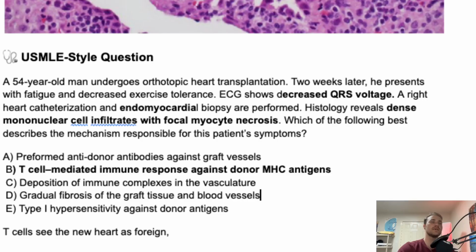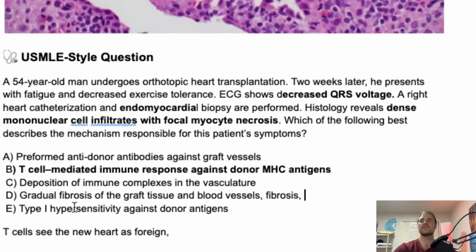Gradual fibrosis, that would be your chronic rejection. That's months or years afterwards. Intimal thickening would be seen. You might also see like some fibrosis. And that's going to be what you look for, gradual fibrosis of chronic rejection. So chronic rejection, immune complex deposition for sure, but definitely fibrosis later on.